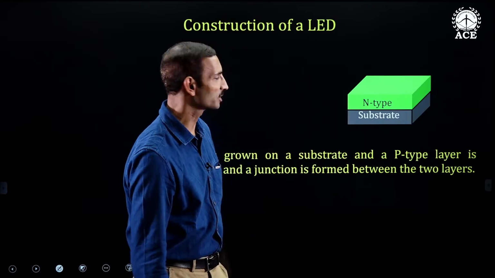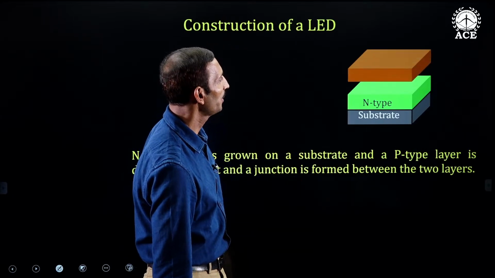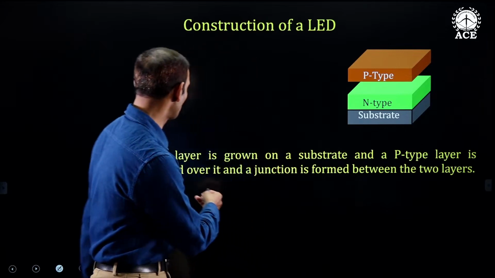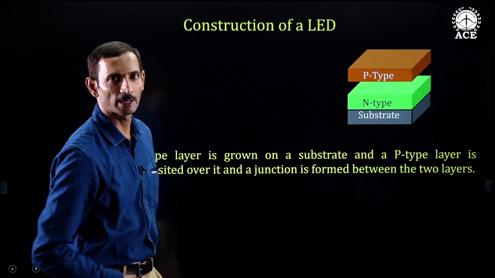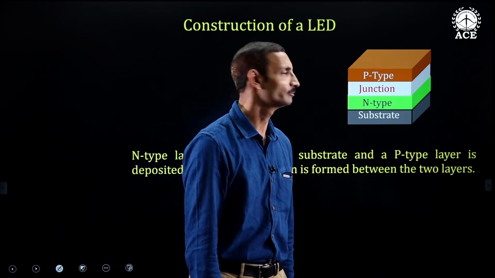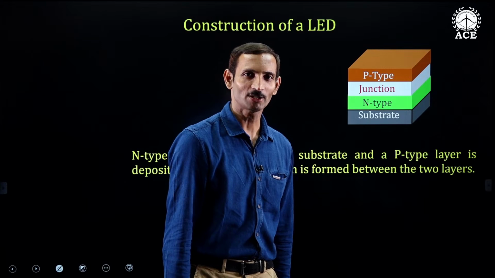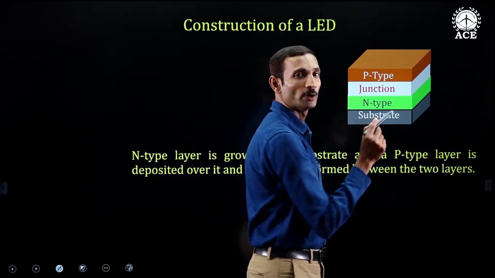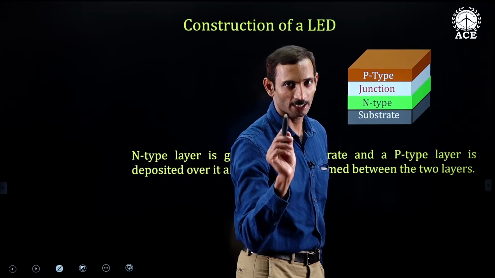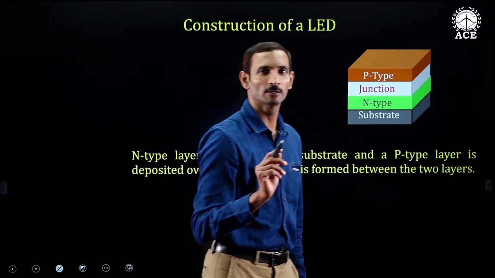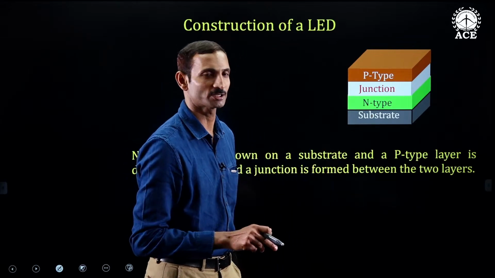N-type material is grown over the substrate, and then a P-type material is also made to develop over that particular N-type material. And in between these two, we know what would form: a junction, right? So this is a substrate on which there will be N-type material. We know N-type material consists of electrons as majority charge carriers. P-type material consists of holes as majority charge carriers.